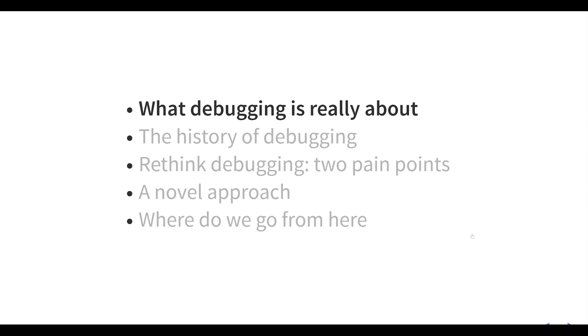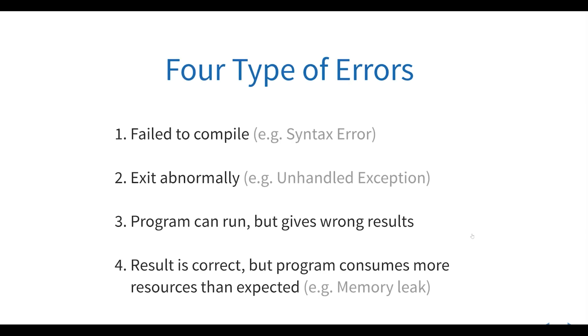First, what debugging is really about. When we talk about debugging, we always mean there's some type of error that we're trying to solve. And in Python, there are 4 types of errors. A program can fail to compile, it can exit abnormally, it can run but give the wrong results. And if the result is correct, it can also consume more resources than expected.